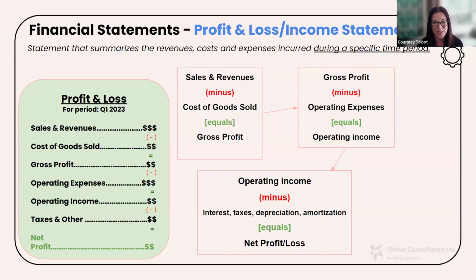So notice first we have our sales and revenue. Again, simplified in our example, but we take our sales and revenue, we subtract our cost of goods sold to equal our gross profit. Then we take our gross profit and subtract all of our operating expenses to get our operating income. Then we continue going down, taking our operating income and subtracting interest, tax, depreciation, and amortization, which equals net profit.